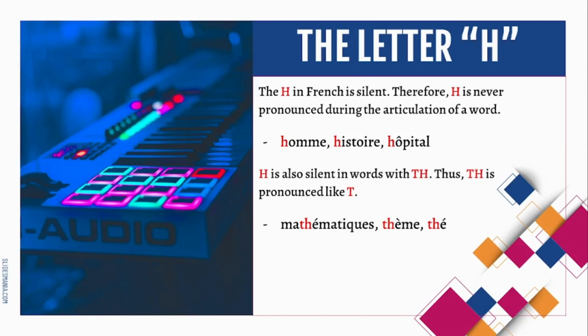So the first thing you're going to need to know is the letter H. The H in French is silent. Therefore, H is never pronounced during the articulation of a word. Some prime examples of that are these words here. These are some examples to show you that H is silent.